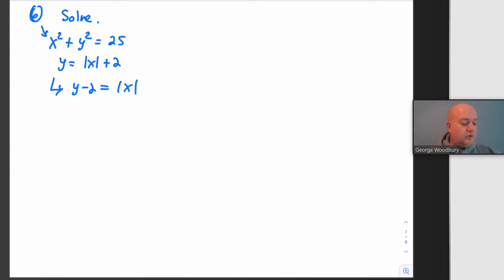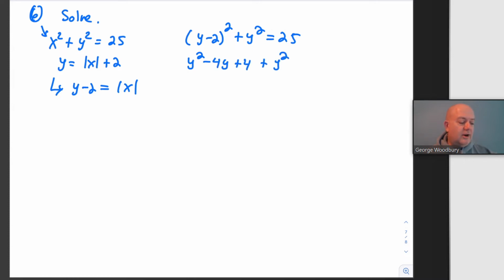So let's substitute first. X squared is now going to be y minus 2 quantity squared plus y squared equals 25. We want to multiply y minus 2 times itself. And when you multiply that using the FOIL style of multiplication, you're going to get y squared minus 4y plus 4 plus that other y squared still equals 25. Let's clean this up on the left side. Combine the two y squared terms, minus 4y. Bring over the 25 so it's in standard form, and we have minus 21 equals 0.